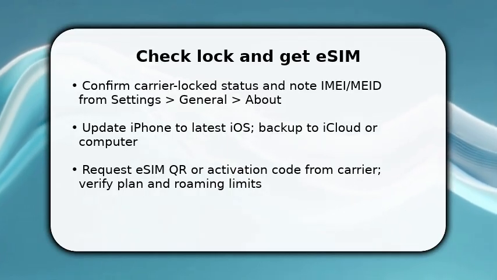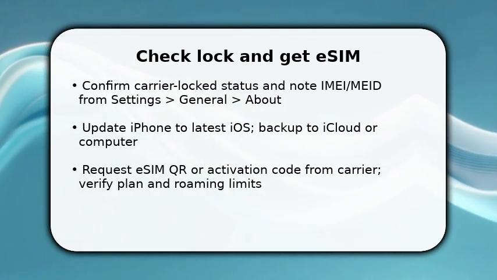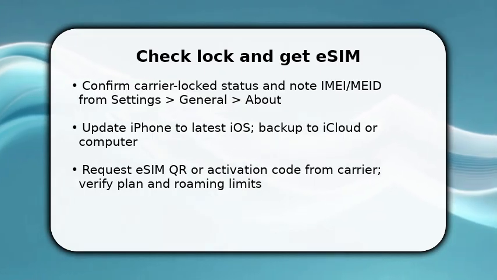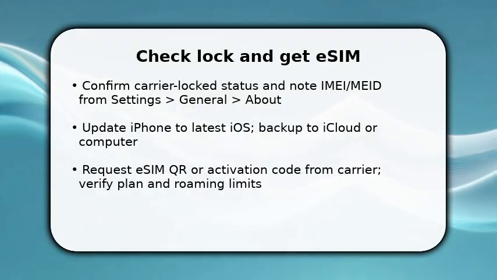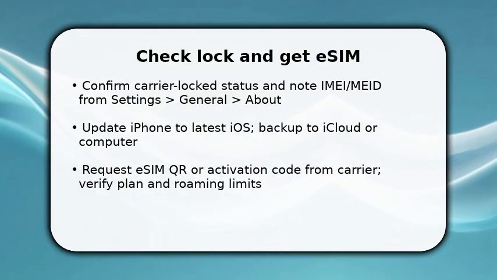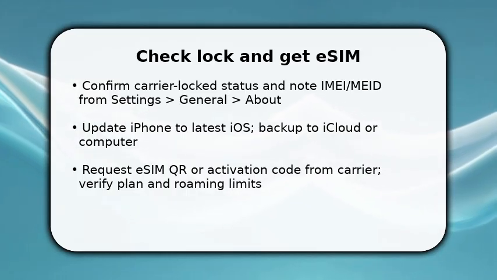Next, contact the carrier and request the eSIM QR or activation code for the exact plan. This is required because an eSIM activation ties to that carrier profile and billing account. You now add the eSIM.